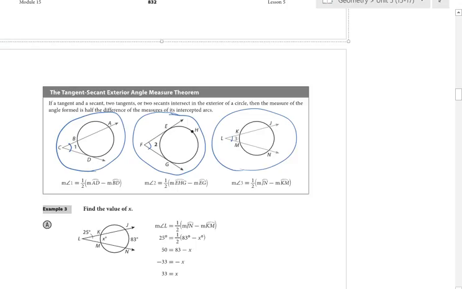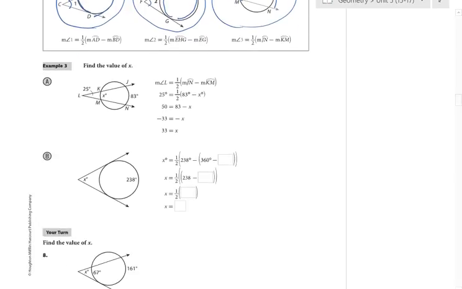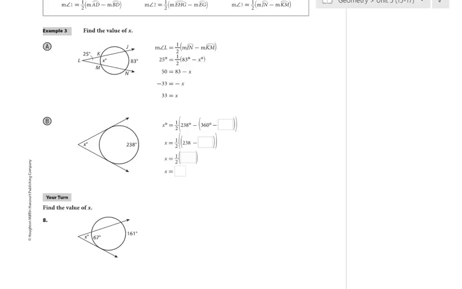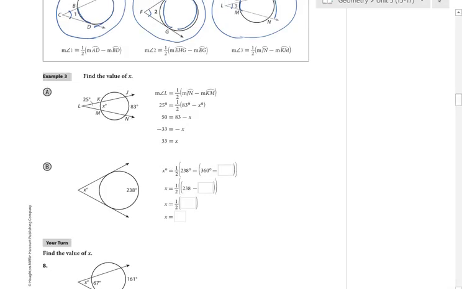Okay? So in all three of these cases, you do the big arc minus the small arc and divide by 2. So all three of those cases are the same as the one that you did on your binder paper earlier. Okay? So you can see that applied in example A. To find the arc X, we know the angle outside is 25 degrees, so 25 is half the difference of the two arcs, 83 and X, and so they got X equals 33.